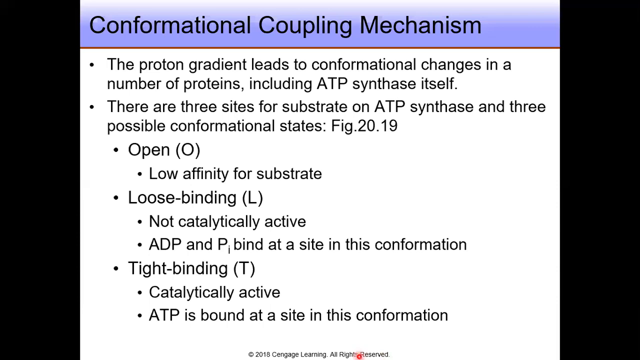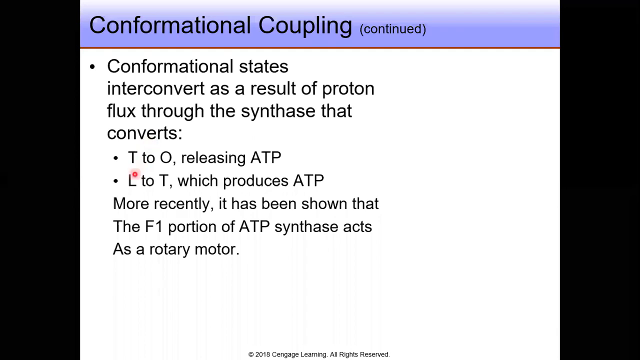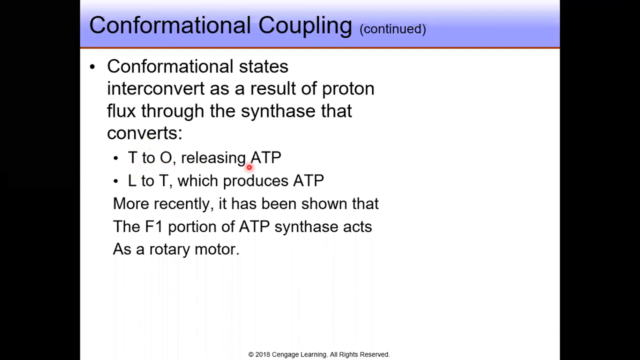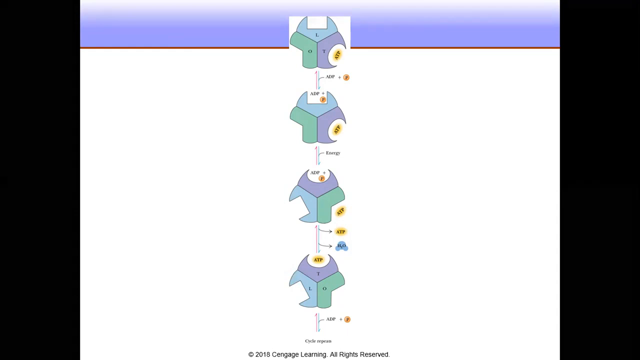Now, let me show you. The conformational states interconvert as a result of proton flux through the synthase that converts T to O, releasing ATP, and L to T, which produces ATP. More recently, it has been shown that the F1 portion of ATP synthase acts as a rotary motor. Now, what happens here? If we look at the top here, you see?